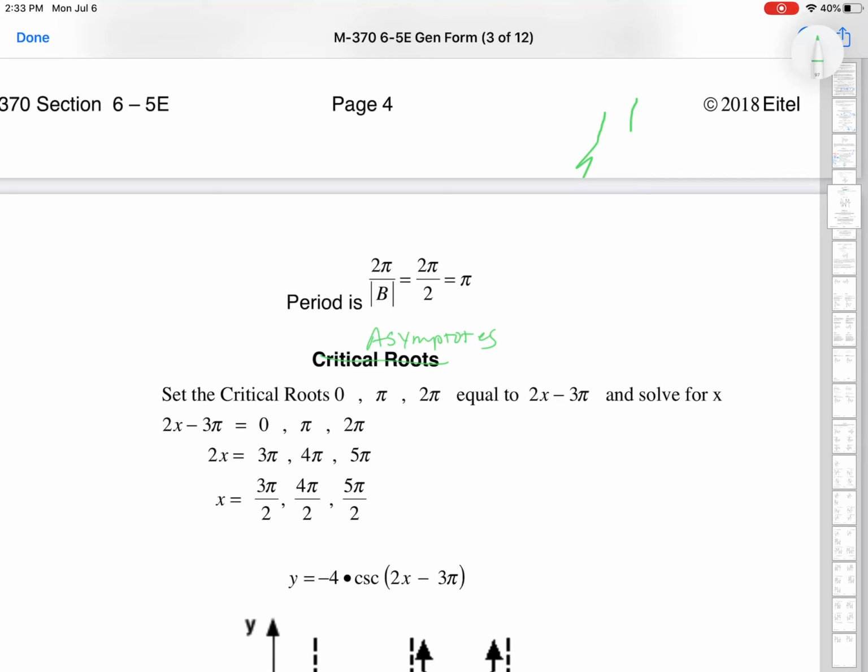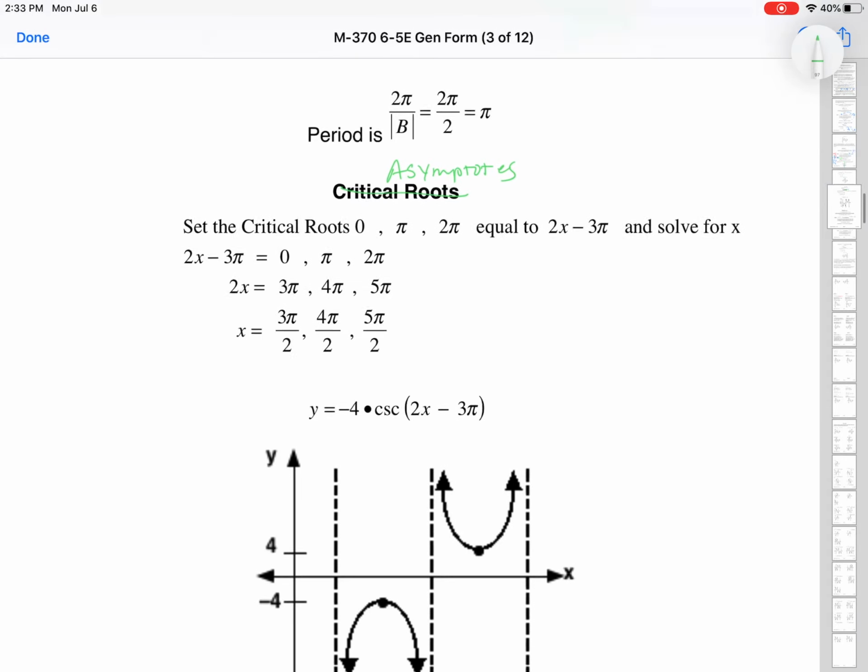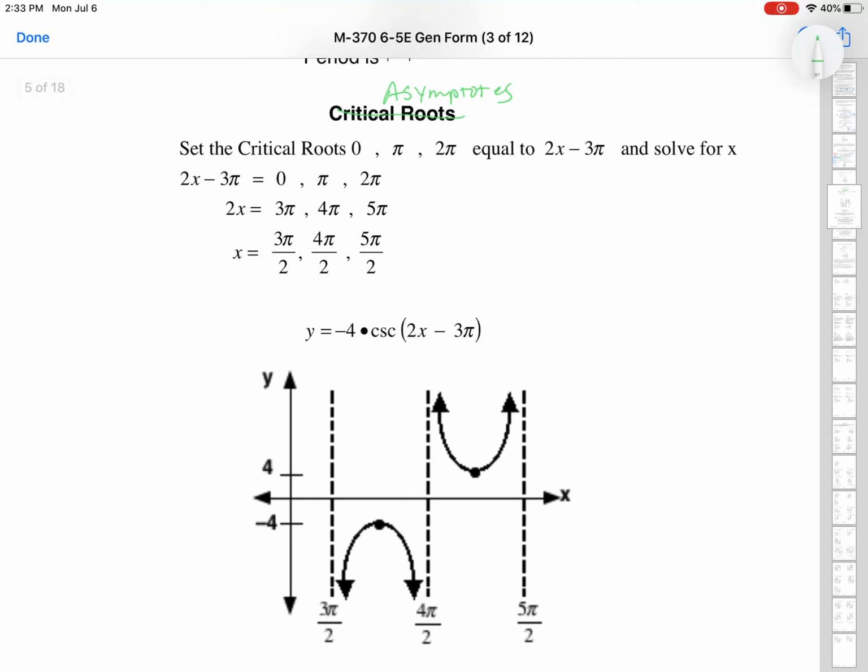How? Just by setting that inside piece equal to the original asymptotes for the original cosecant function. And so we get 3 pi over 2, 4 pi over 2, and 5 pi over 2. What you'll see down here is 3 pi over 2, 4 pi over 2, and 5 pi over 2 being asymptotes. Now, remember, cosecant went like this, but because of the negative 4, it's going to flip around that x-axis. That's why it goes low and then high. It's taking into account that negative sign. And notice that they've labeled these beginning points as 4. That's what I would suggest as well.